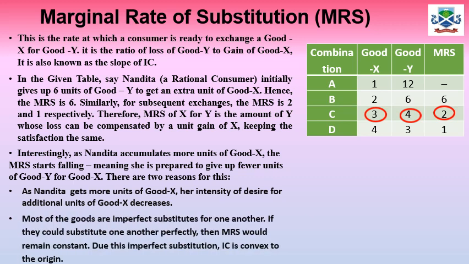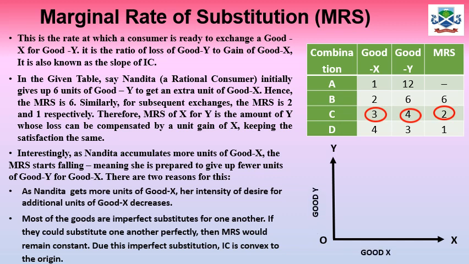That's why, in the initial stage, she is willing to exchange 6 of good Y for 1 unit of good X, whereas in the second combination, combination C, Nandita is willing to give only 2 of good Y for an additional unit of good X, and it is decreasing in combination D also. She is just willing to give 1 unit of good Y to get 1 unit of good X. So that's what the marginal rate of substitution talks about.